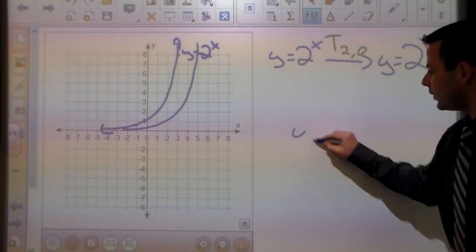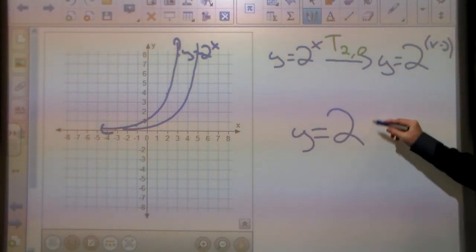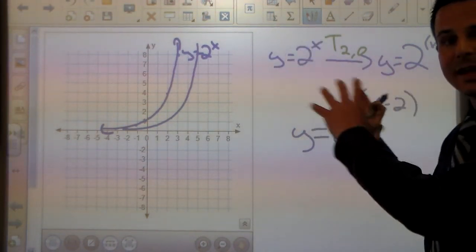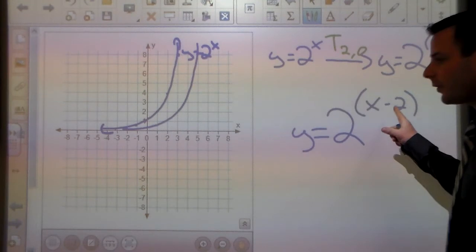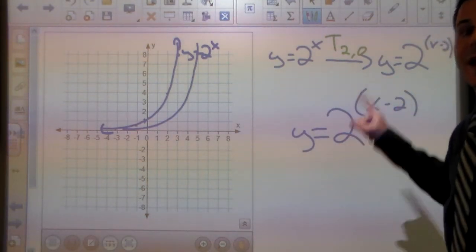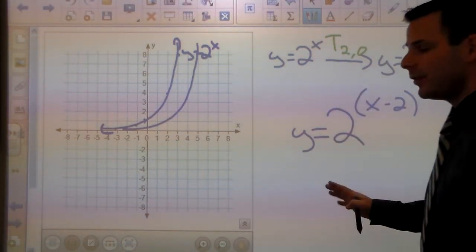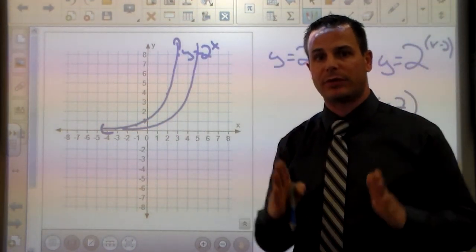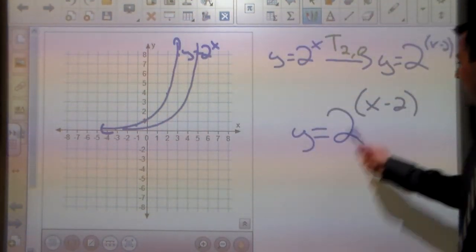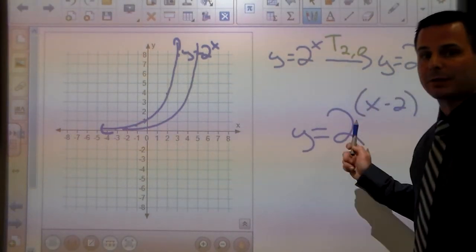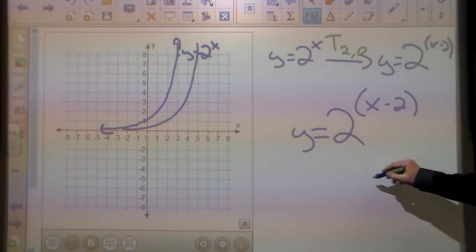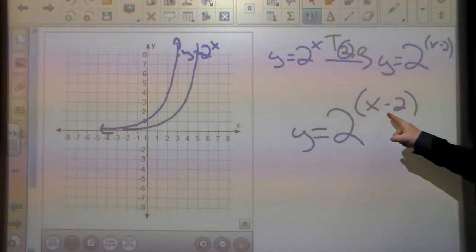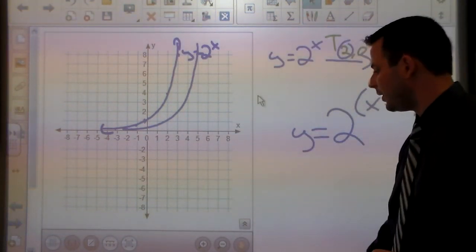I'll write that a little bigger so you can see it. Y equals 2 to the x minus 2 power. That's inside of the function, inside of the exponent, because this is an exponential equation. Inside of the quadratic was before you squared it. Inside of the absolute value was before you took the absolute value. Inside, in this case, is before you evaluate the exponent. So this is a translation of 2 in an x direction, because it's the opposite sign. And the last transformation is a dilation.